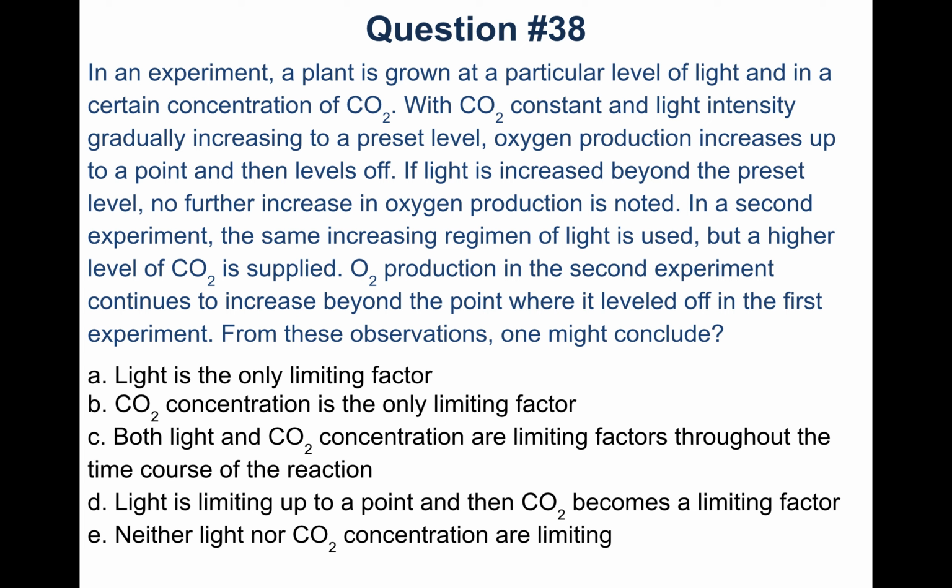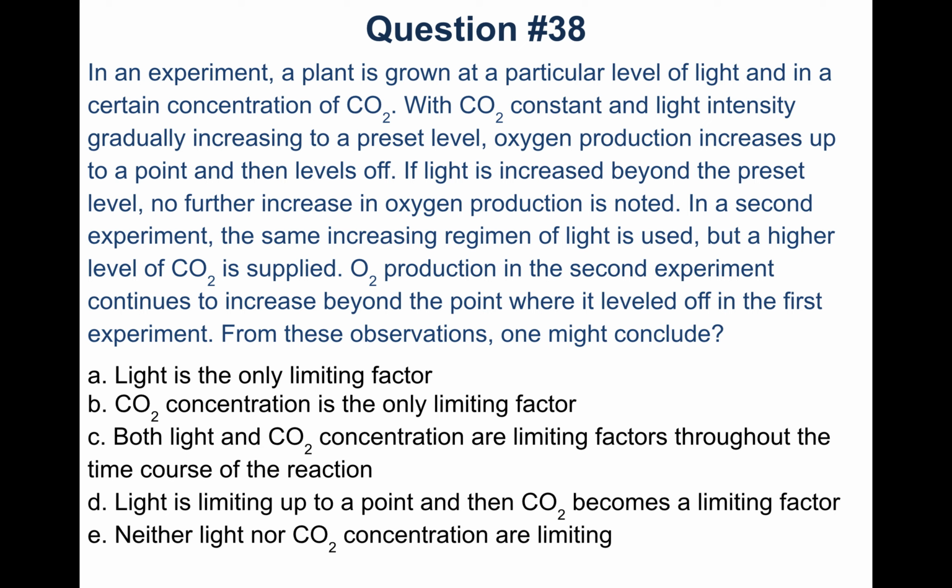In a second experiment, the same increasing regimen of light is used. So just increasing light gradually, but a higher level of CO2 is supplied. So you get more CO2 than in the very first scenario. Oxygen production in the second experiment continues to increase beyond the point where it leveled off in the first experiment. From these observations, what might you conclude?